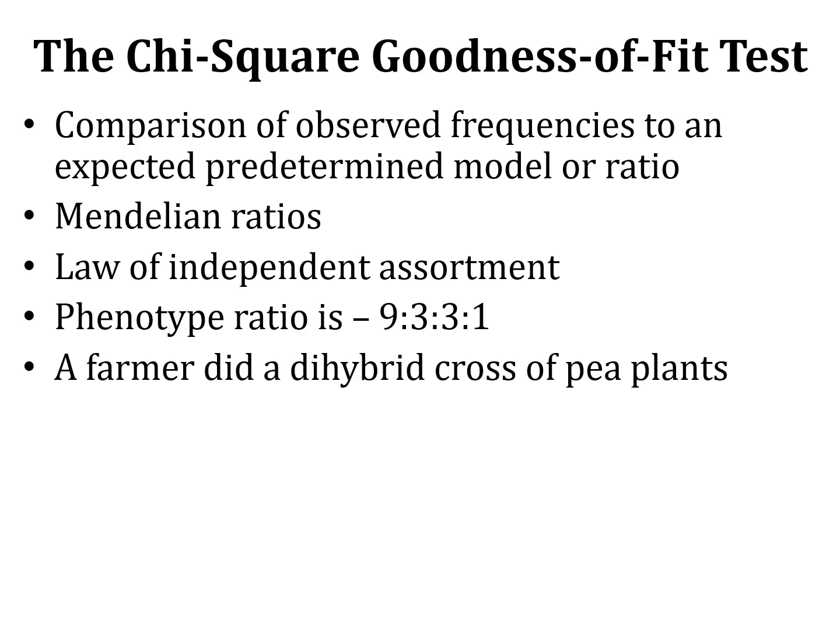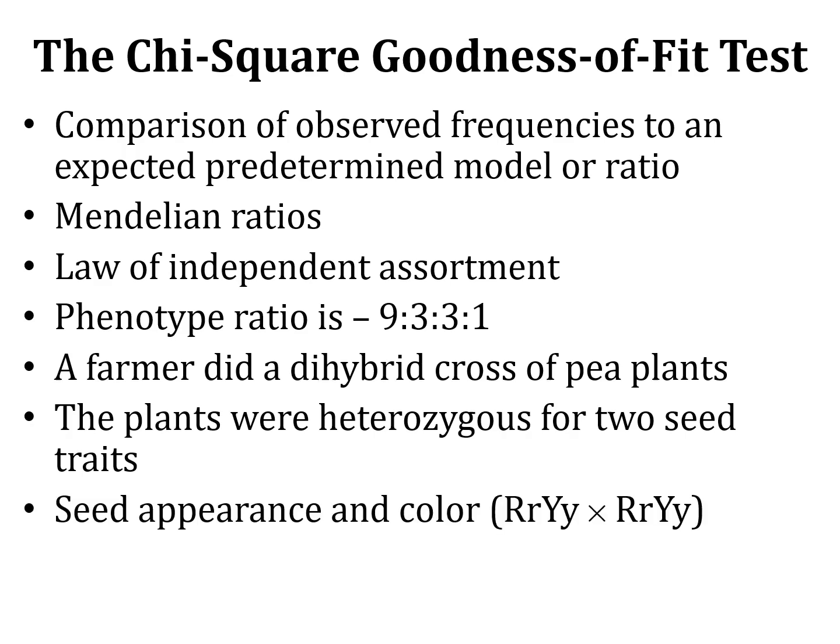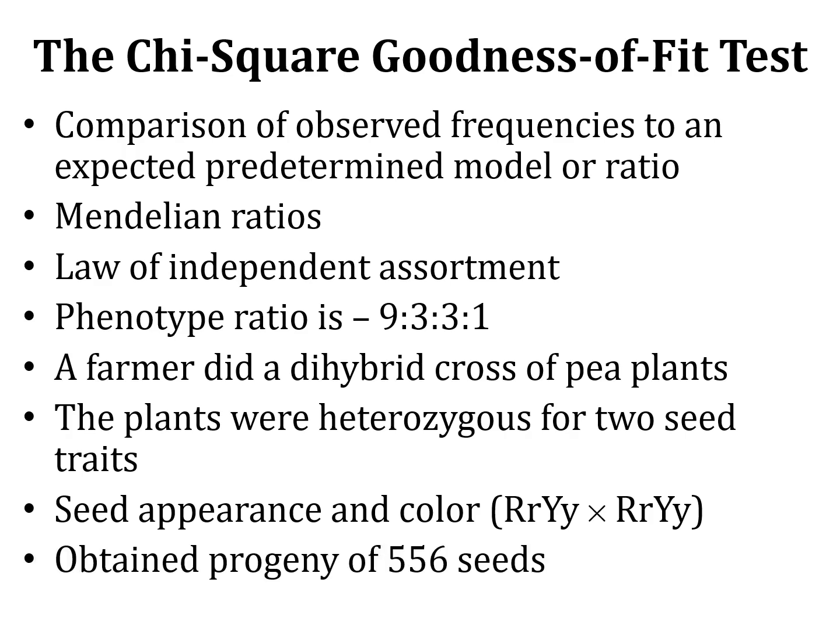So a farmer did a dihybrid cross of pea plants, and the plants were heterozygous for two traits. These two traits were seed appearance and color. So this is the very famous example that every biology student studies during their courses. This is a very basic example of genetics, and you all must be familiar with it. That is why I have taken this example. This is the example of the law of independent assortment.